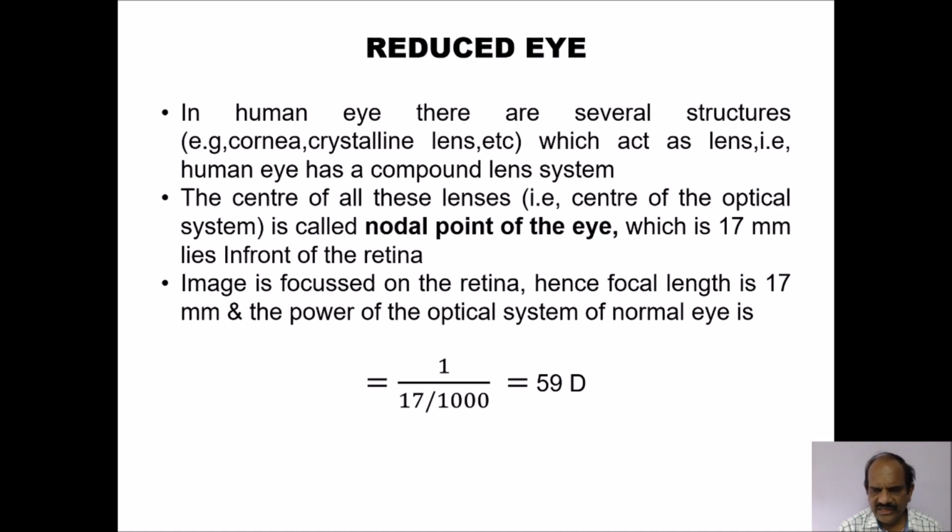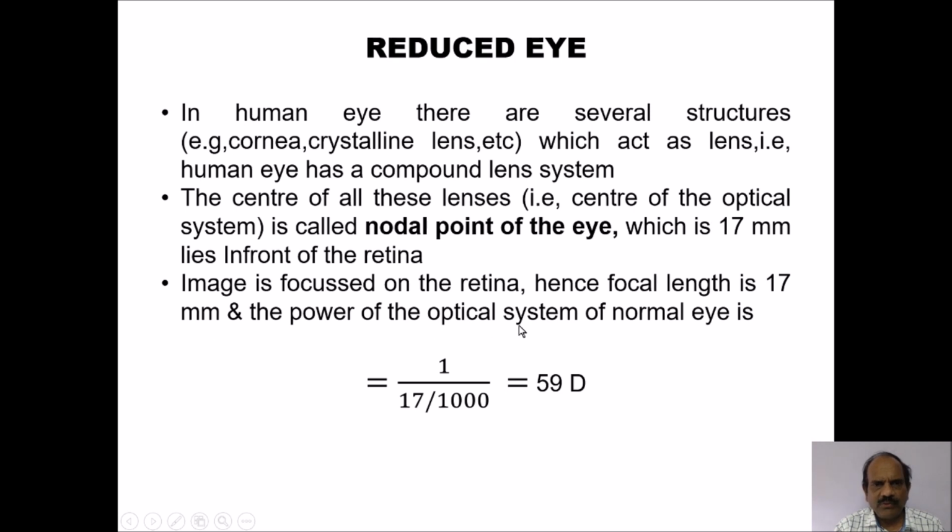Now we come across one term, the reduced eye. What is this reduced eye? As we know, in the human eye there are several structures, for example the cornea, crystalline lens, etc., which act as lenses. Just to mention here, the human eye has a compound lens system. The center of all these lenses, the center of the optical system, is called the nodal point of the eye, which is 17 millimeters in front of the retina. What does it mean? The image is focused on the retina, hence the focal length is about 17 mm.